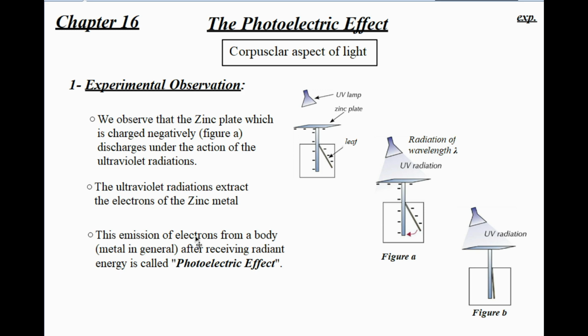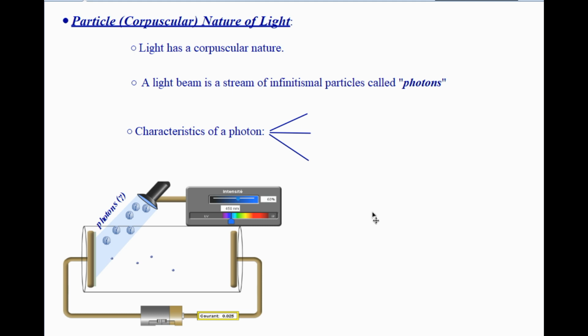This emission of electrons from a body, metal in general, after receiving radiant energy, which is light here, is called the photoelectric effect. So that is the first definition of the photoelectric effect. This experiment was studied by a lot of scientists since the year 1887 or something like that. Now, no one was able to explain this experiment because all people were trying to think about light being a wave, until another German scientist came, and his name is Max Planck.